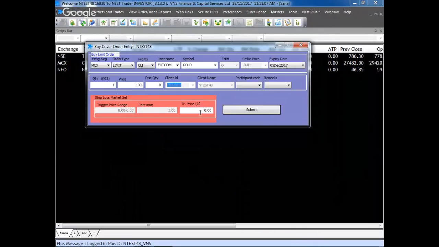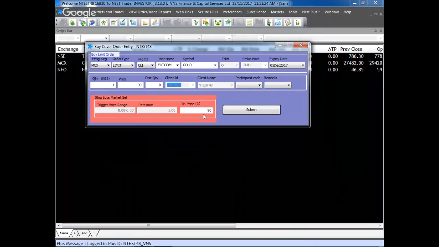and then, as I said before, a cover order is a two-leg order where you can enter your stop loss also. So here you have to enter your stop loss. Say for example, you can bear a loss of rupees 10. So here you have to enter 90 as your stop loss.